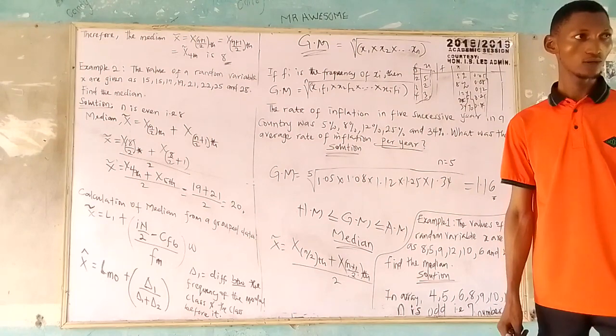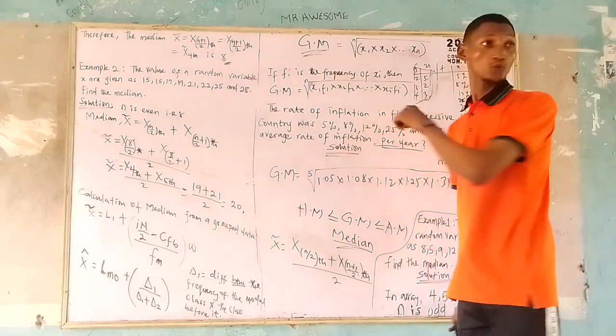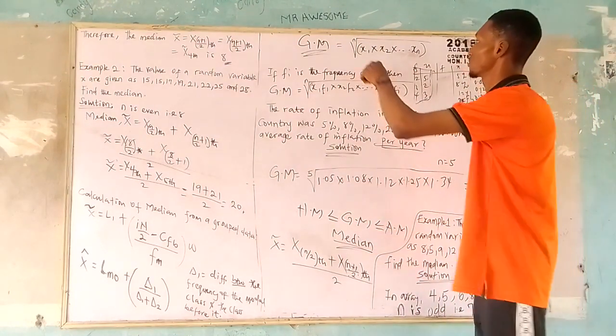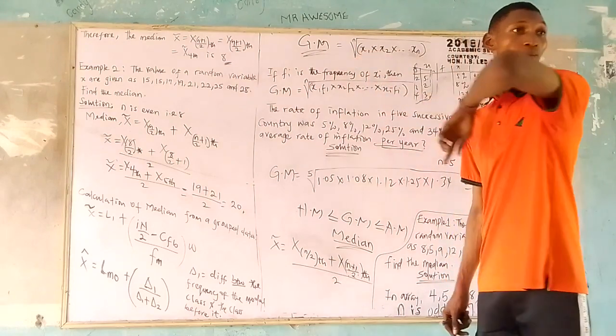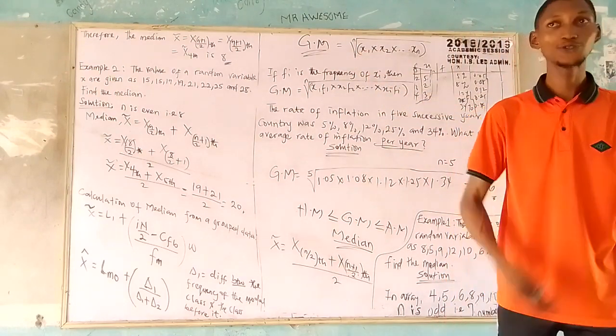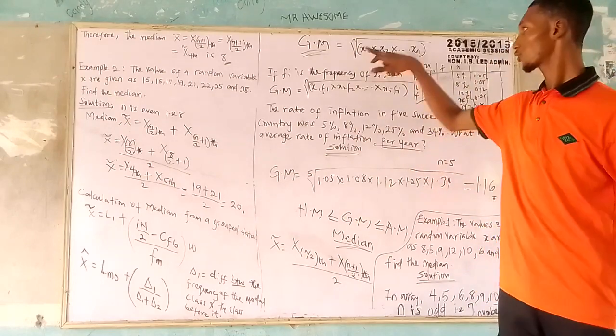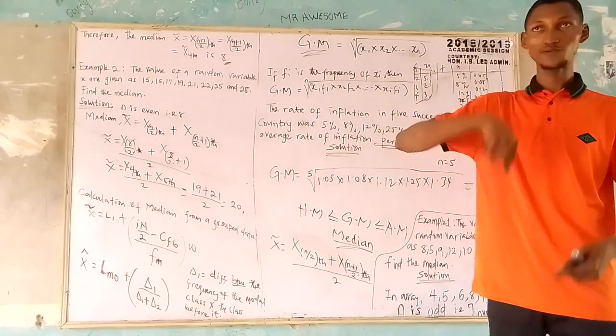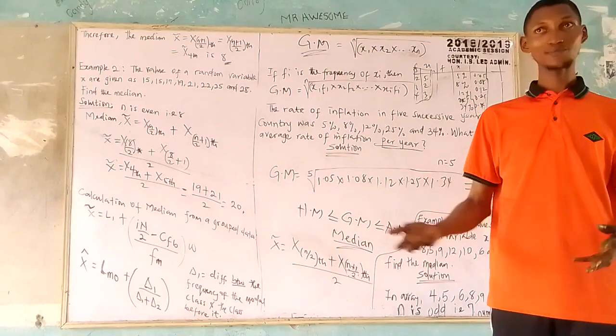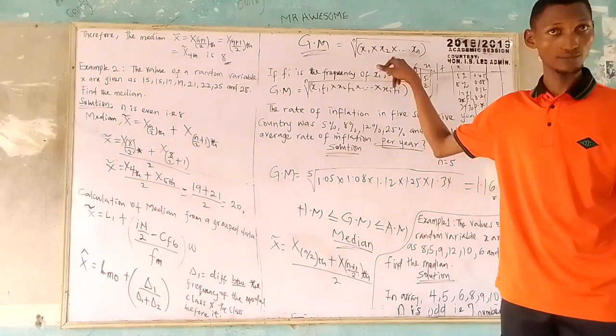Number of observations. And your X is what? The set of numbers. Your N is the total number of observations. The X is the number of the terms, like the first term, second term, third term.